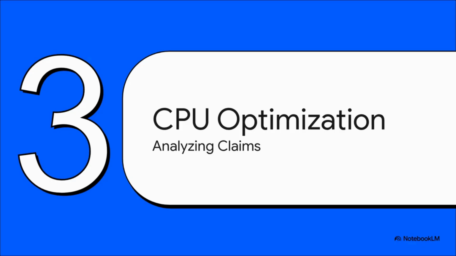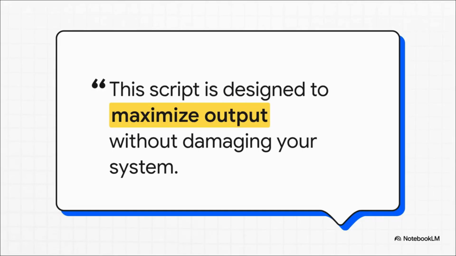Part 3. Analyzing CPU optimization claims. Now, the promo script makes a very bold, very specific technical promise. They say this script is designed to maximize your output without damaging your system. This is incredibly strategic. It completely preempts the absolute biggest fear people have about crypto mining, which is totally frying their hardware. They are assuring users, hey, you can push your processor to the absolute limit, totally safely.